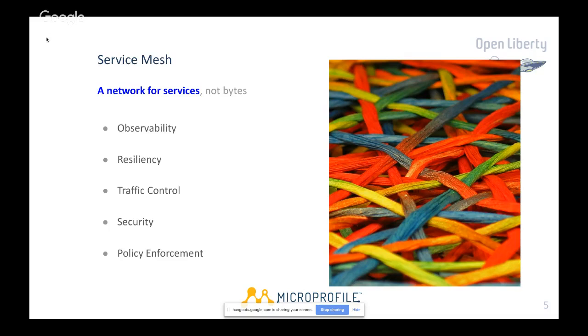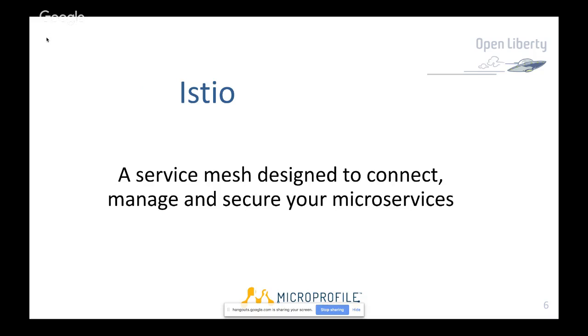For the implementation of the service mesh, there are a couple of implementations. One is called Linkerd. Some people might have heard of it. The other one is Istio. Istio is pretty popular. Last year, on 31st July, version 1 was released, and it generated a massive uptake. A lot of interest went into Istio. Istio is a service mesh designed to connect, manage, and secure your microservices.